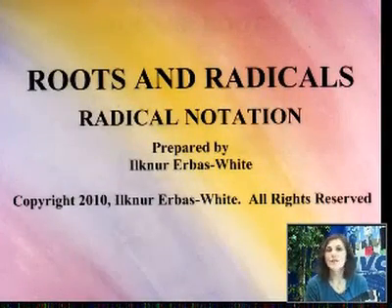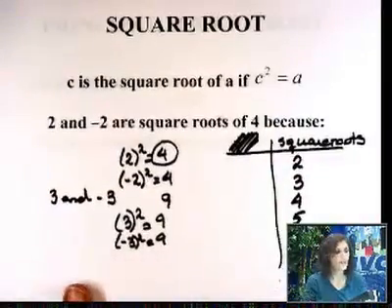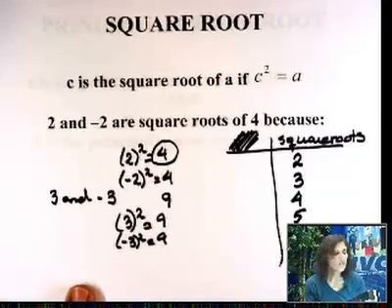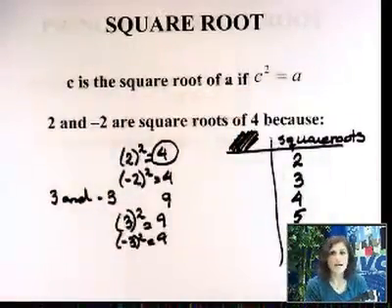Today we'll talk about roots and radicals in radical notation. So let's get started. I kind of got this started for you. Let's talk about it. What's a square root? C is the square root of A if C squared is A.